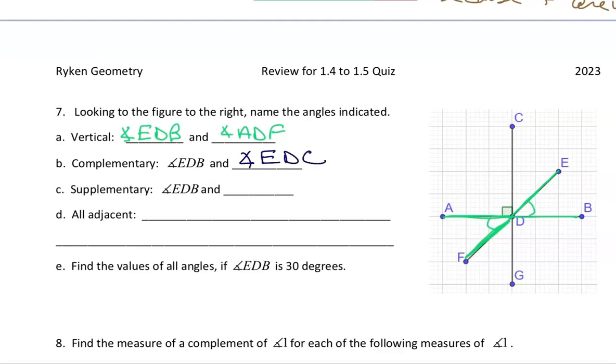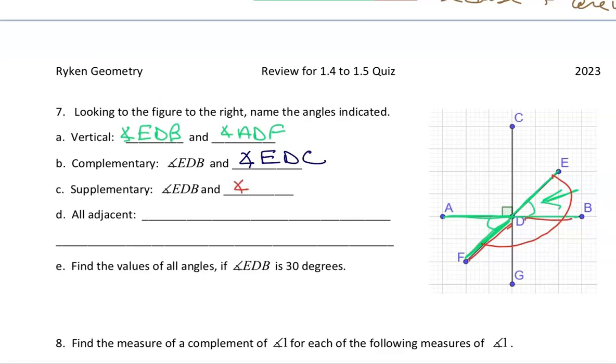EDC. And then what about supplementary? So they're asking about angle EDB. So EDB is right here. So I need it to be supplementary. So that means it has to be in a line. So what if I put it on this line? Then that would mean the other angle is this angle right here, BDF.